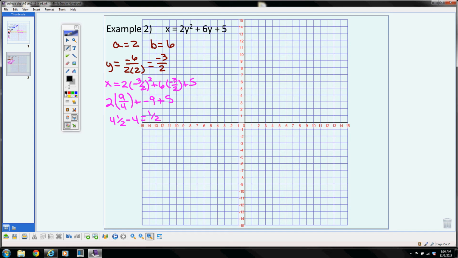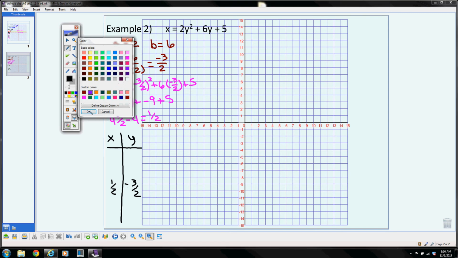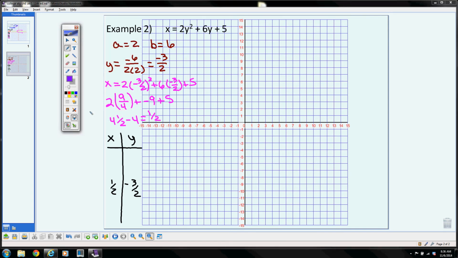So let's put that in a chart, an xy chart. We're going to put it in the middle again. So we're going to have a positive 1/2 for our x and a negative 3 halves for our y. We can go ahead and put that on our chart. So x is a positive 1/2 and y is a negative 3 halves, which is 1.5. My vertex would be about there.